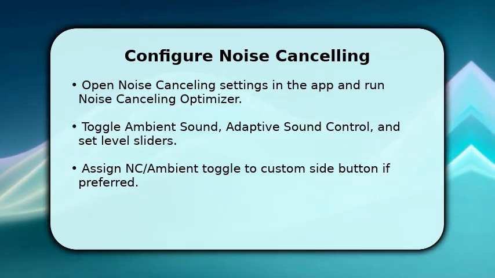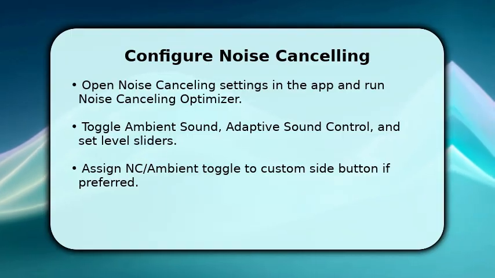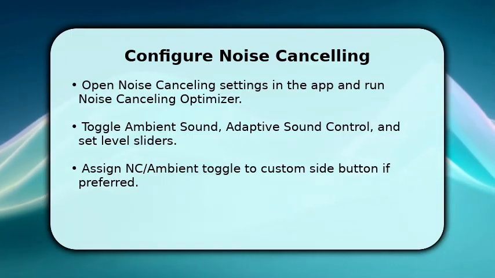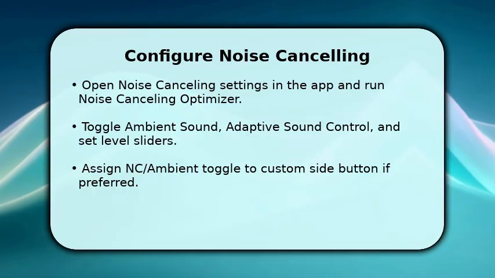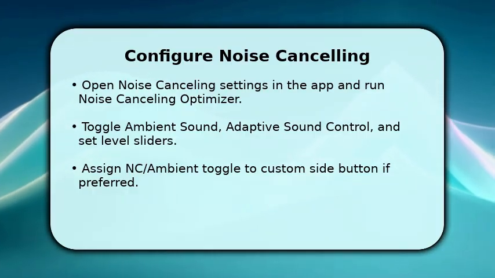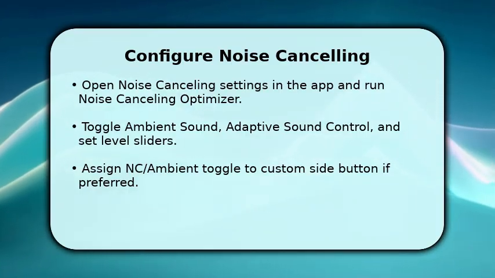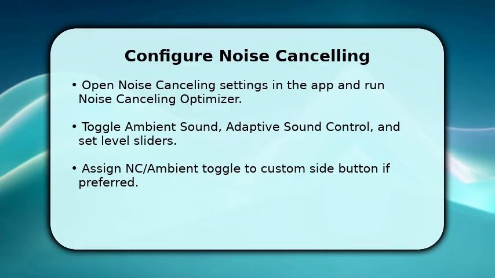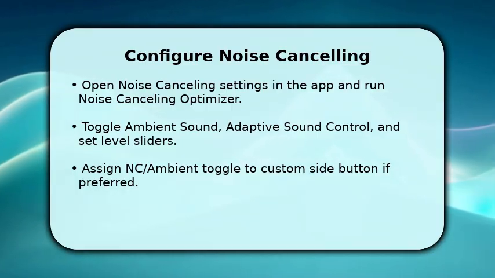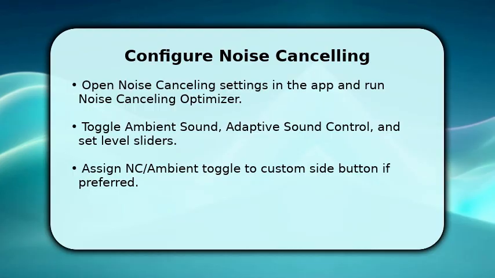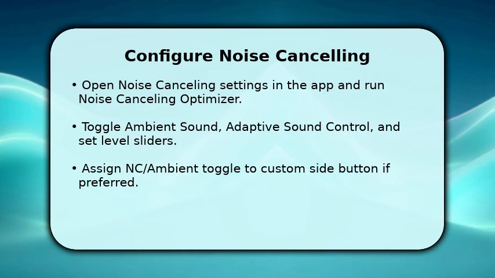This improves ANC effectiveness. Next, decide between full noise canceling and ambient sound by adjusting the ambient sound slider and enabling or disabling adaptive sound control so the headset responds to movement and location. Also, if you like quick switching, assign the NC/ambient function to the left button. That gives you instant control.